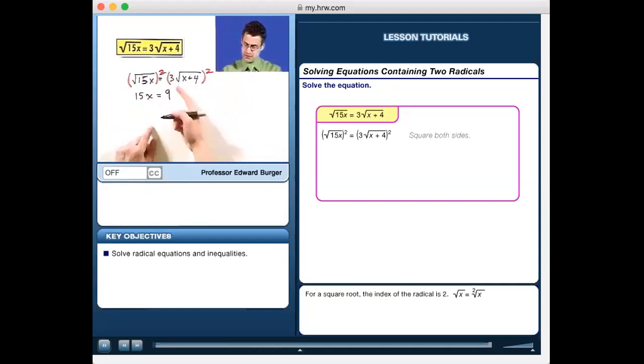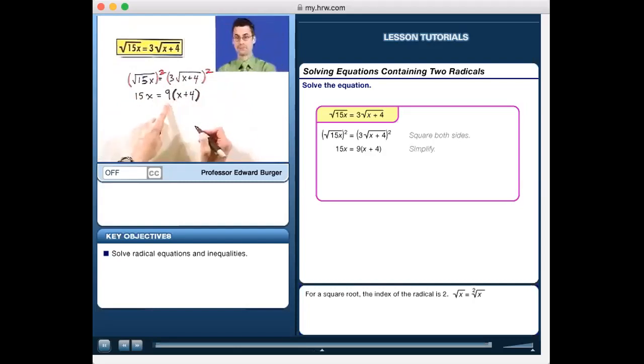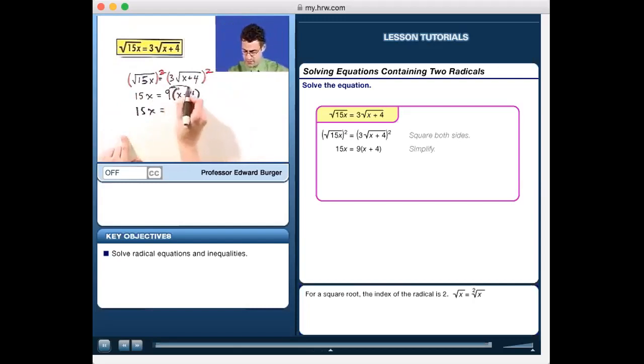Now I take the square root of the square of the square root, and I get just x plus 4. What's the mistake? Say it out loud. I want to hear you say that the 9 has to multiply everything, not just the x. I want to hear you say, put parentheses around that. Thank you. All right, so what do I have? I have 15x equals, if I distribute, 9x plus 36.